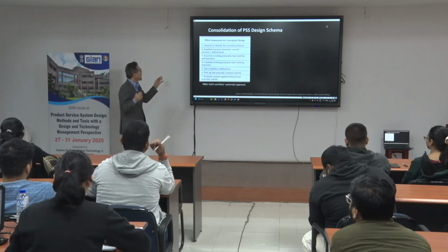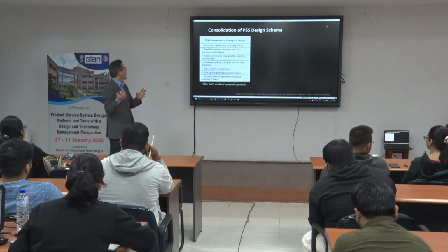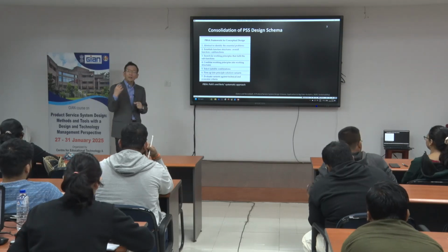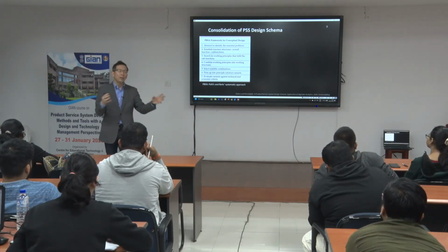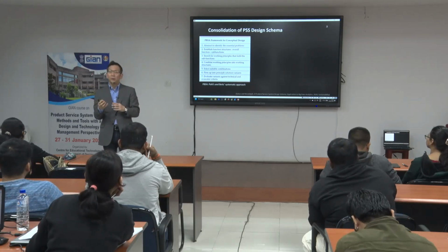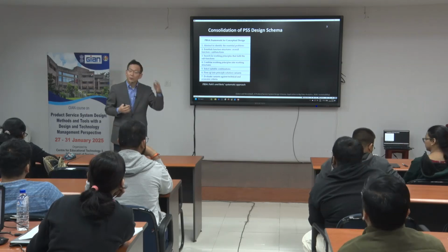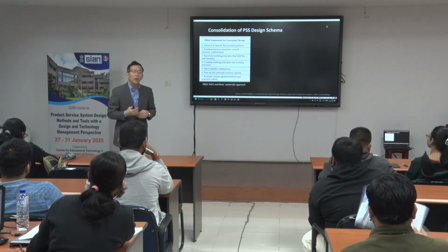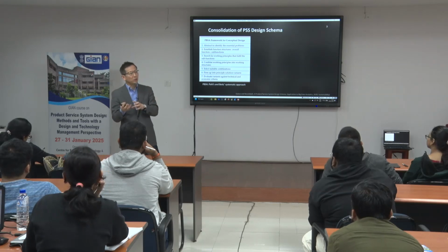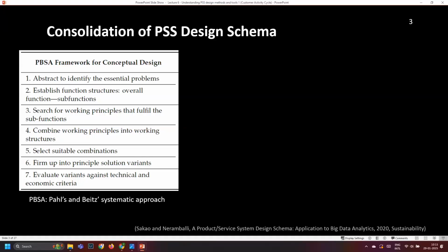starting with the analysis of the problems and the tasks, establishing function structures, and finding working principles, and then combining them for comparison. And then after running through the procedure, designers should come up with a solution that is considered the best to fit the identified problems.